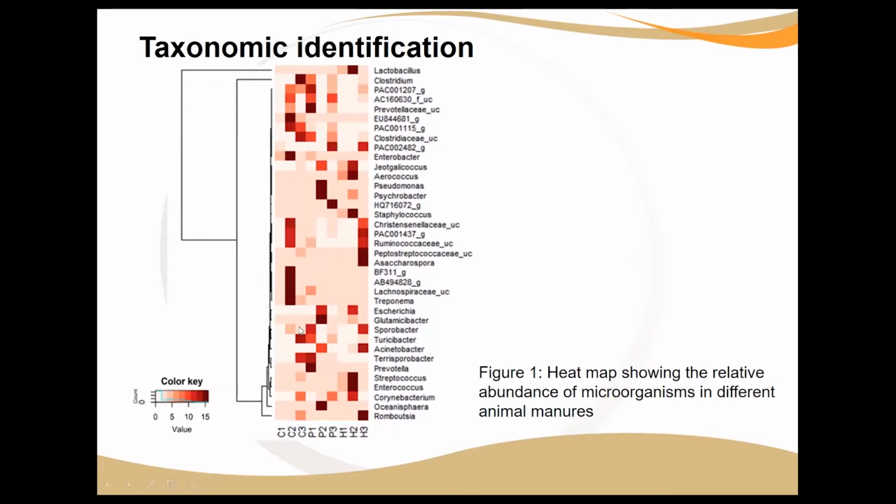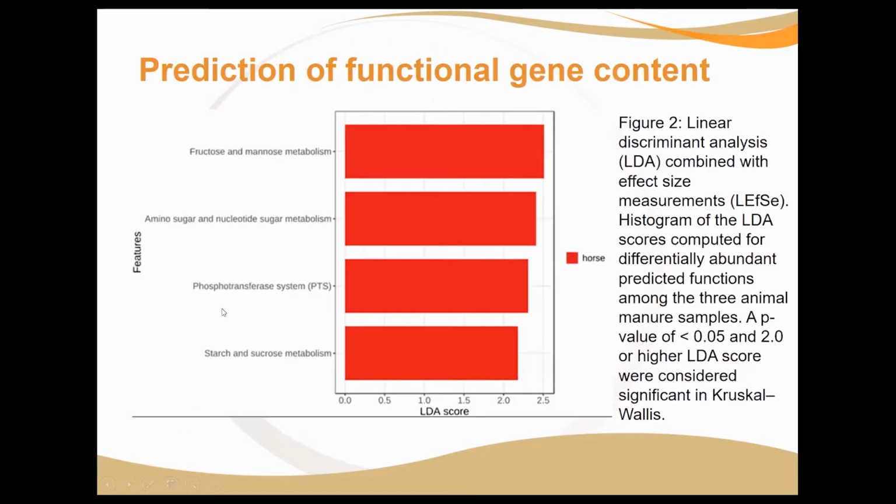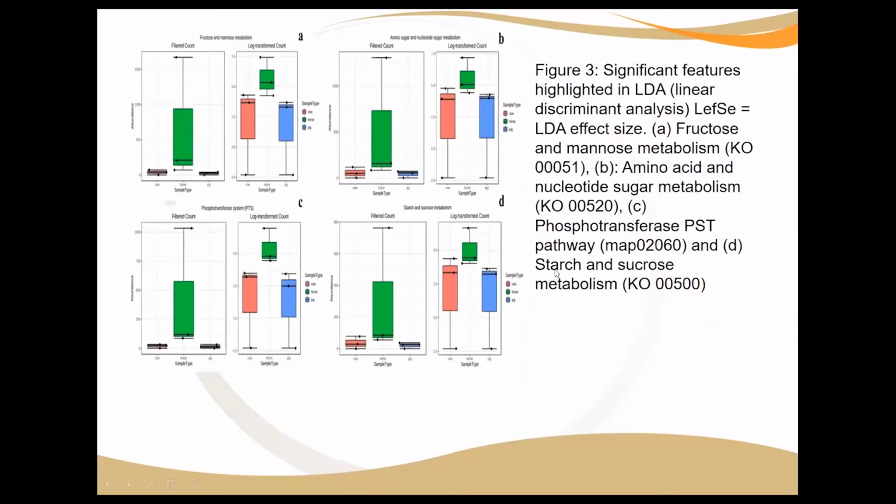This is a taxonomic identification, and this was very important for us for the PICRUSt predictions that we carried out, as we based our characterization on these taxonomically identified organisms within the different samples that we had. The prediction classification looked at specific functions, and majorly we looked at fructose, mannose metabolism, amino sugar and nucleotide sugar metabolism, phosphotransferase system, starch and sucrose metabolism. We used LDA and LEfSe in this particular area of functional characterization as well. Then we looked at the significant features highlighted with the LDA.